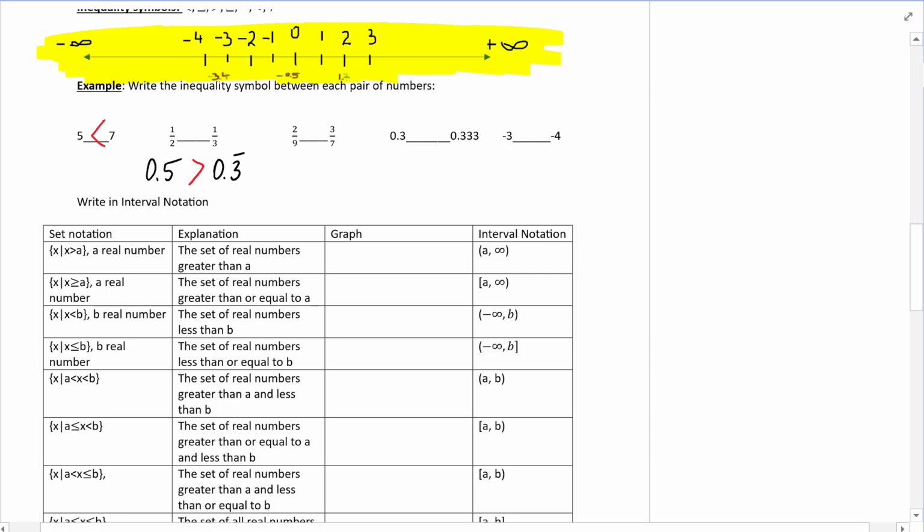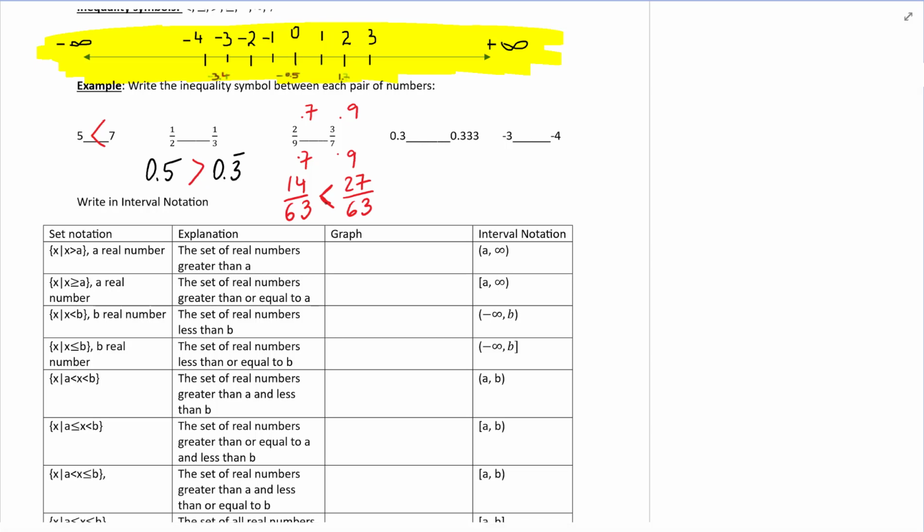In the next problem, 2 over 9 and 3 over 7, I can either do the same, divide the numbers and find the decimal, or I can bring each number to the same denominator. So the least common denominator is 63, so I'm going to multiply the first fraction by 7 over 7 and the second one by 9 over 9. So I have 14 over 63. Compare it with 27 over 63. Because 27 is larger, 14 over 63 is smaller than 27 over 63.